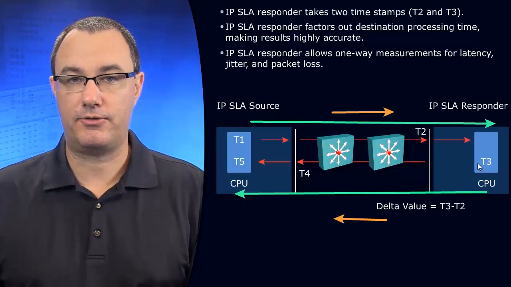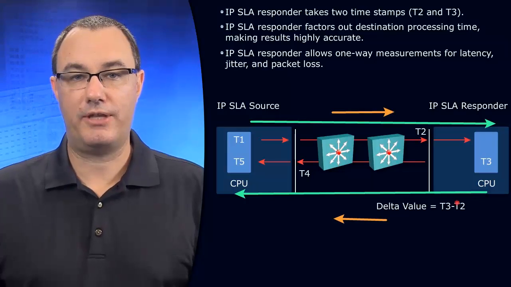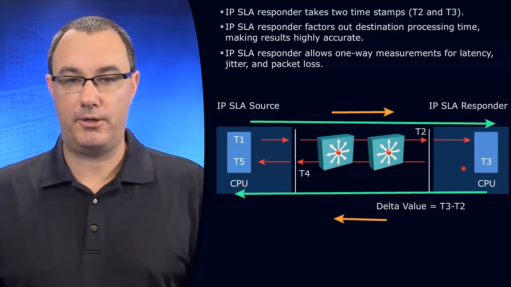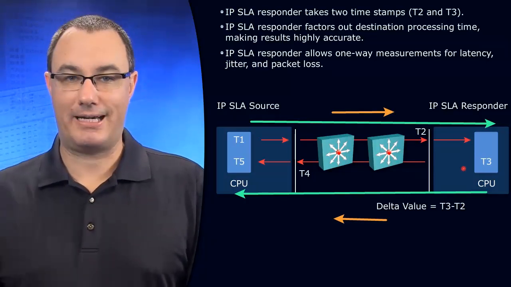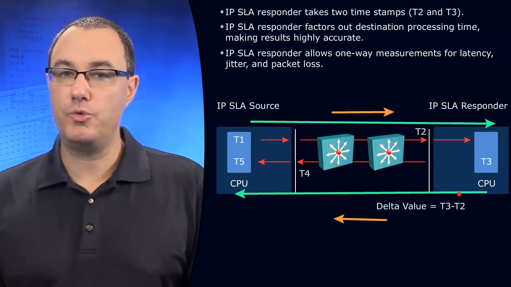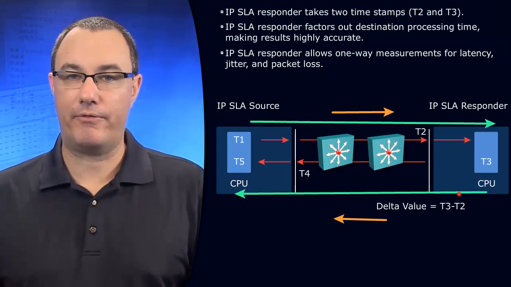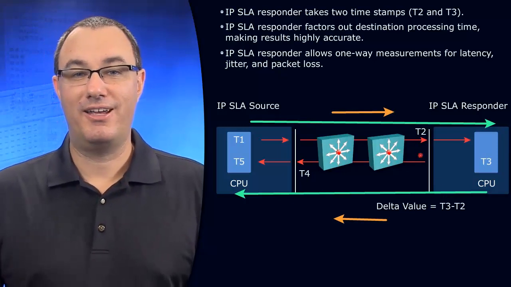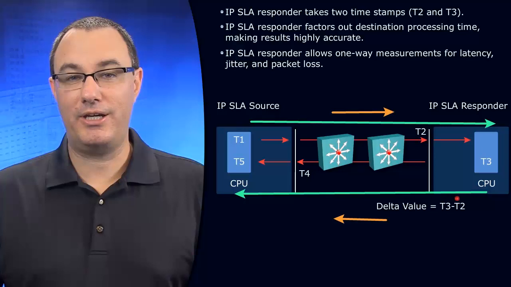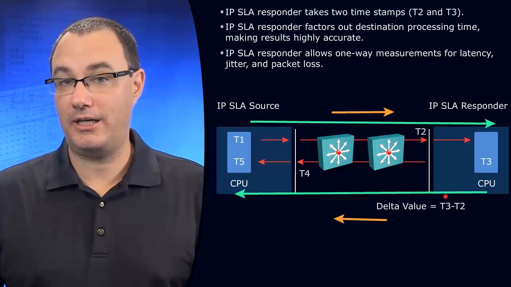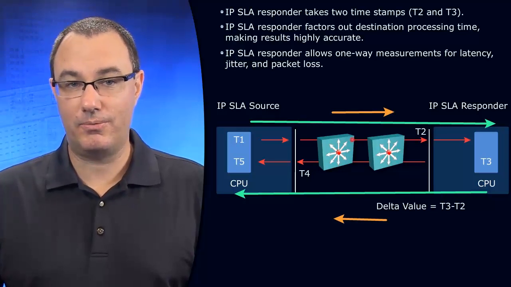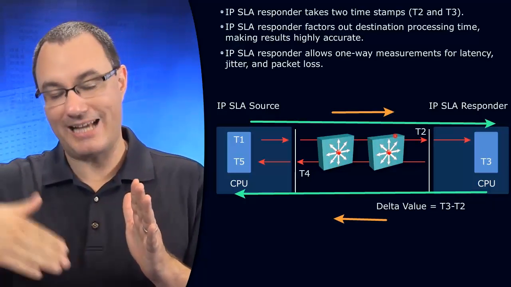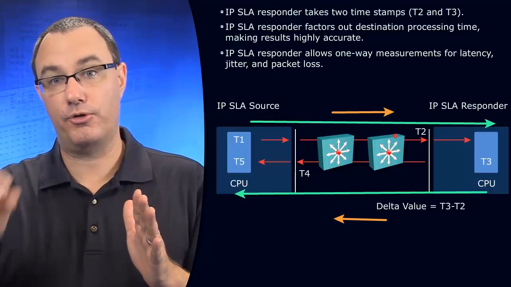So what we do is this. We account for things like the delta value of going through the CPU. We extract that. You can't do that if you don't have a responder. If you do have a responder, then you can subtract T2 from T3, which just gives you one small leg of the journey, the network portion of the journey, as that frame or packet traverses the network.